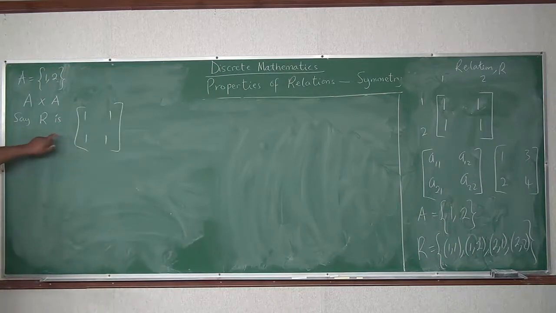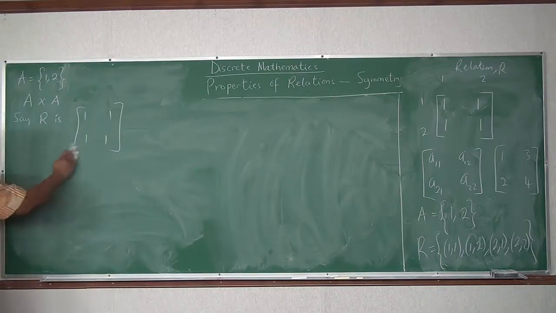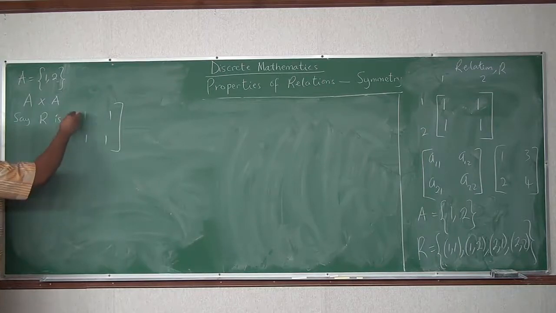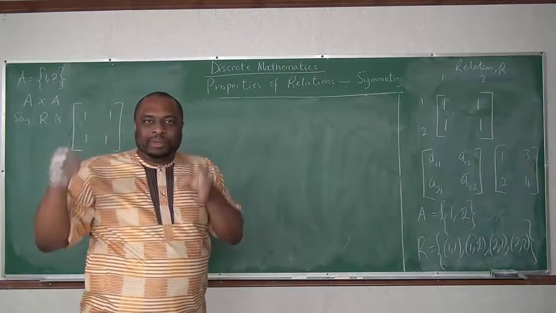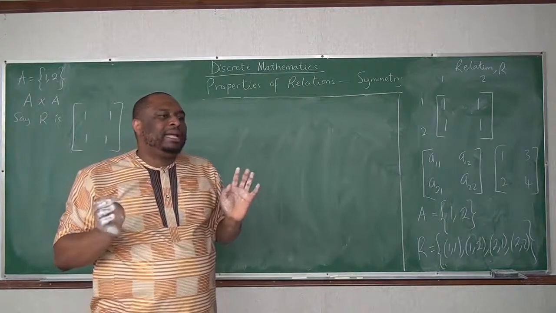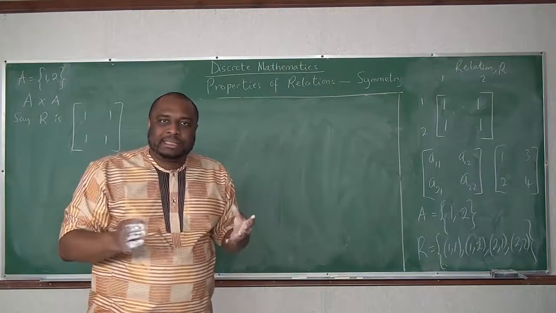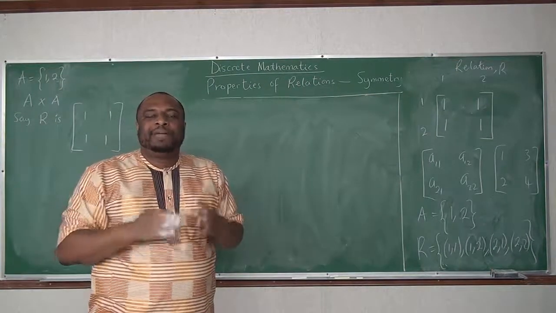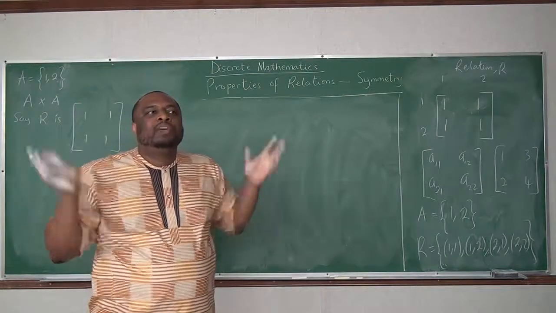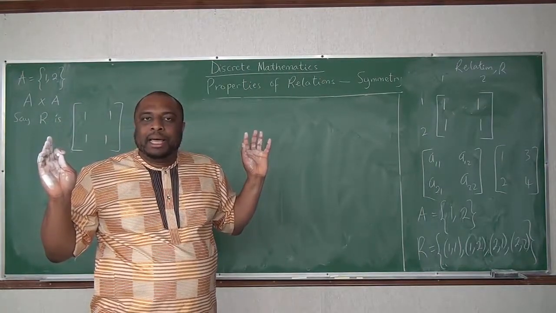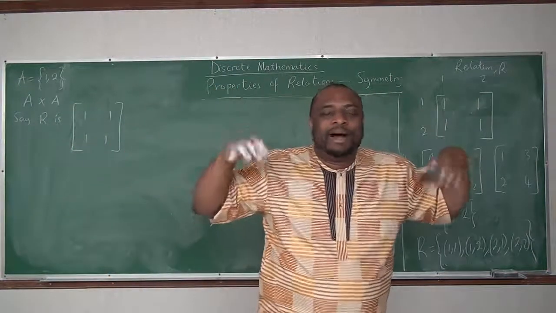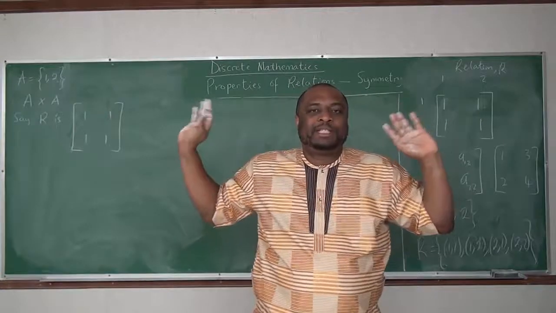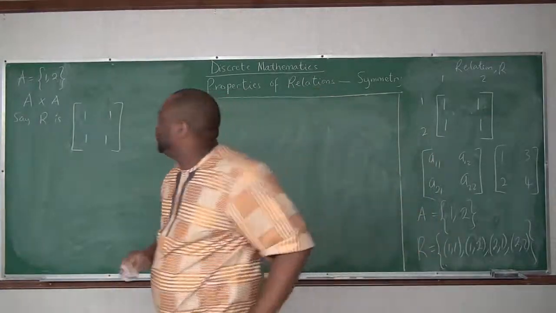So what this means is we're trying to look at, like we did in reflexivity, and we are still doing the same thing in symmetry, the matrices. How do we know if it's represented in matrix form, how do we know that it is reflexive? How do we know that it's symmetric or antisymmetric or asymmetric? That is what we're trying to do.